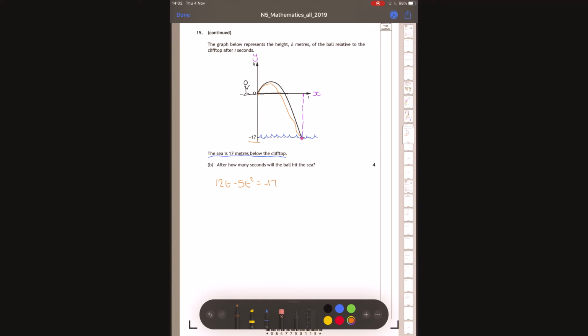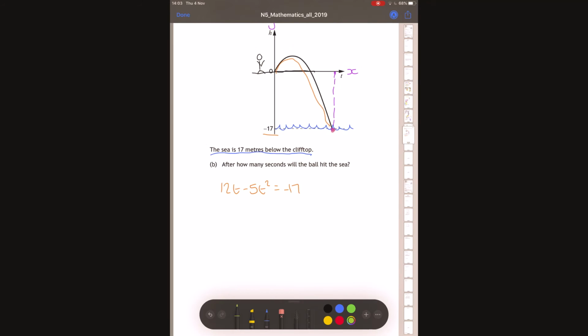And all we need to do is find the x-coordinate, i.e. the t-coordinate, of the point. So how would I do this? Well, I'm going to factorize this in real time. It's not a pretty one, guys, but I'm going to set it equal to 0 just to make it nice and easy. 5t squared plus 12t plus 17, because this 17 has come over to the other side, is equal to 0.